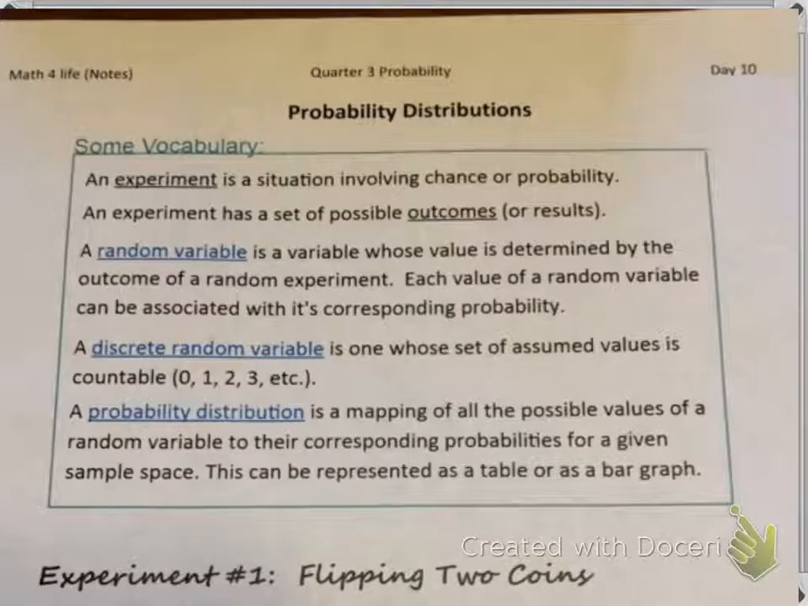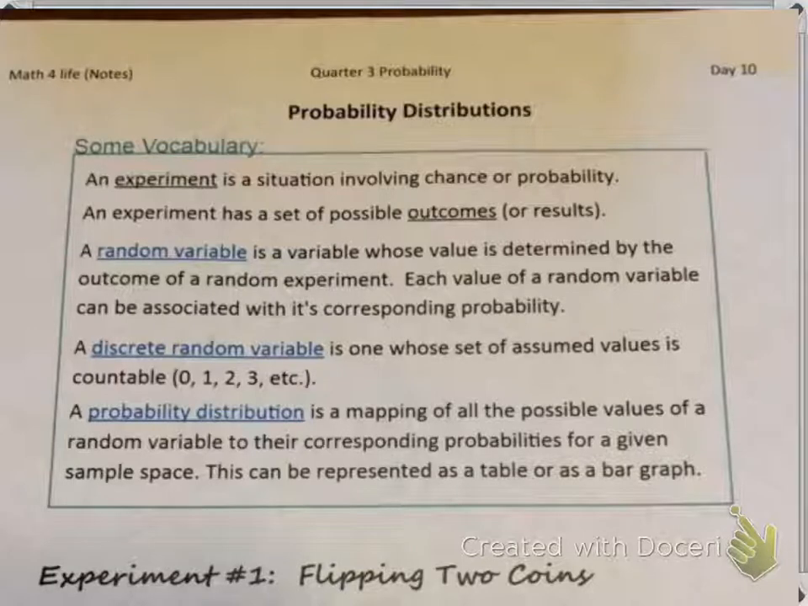An experiment has a set of possible outcomes or results. For instance, say we want to know the probability of getting heads or tails on a coin. The experiment would be the actual flipping of the coin, say 50 times or 100 times, to figure out what the probability is. So an experiment is the actual doing of something to find out the results or possible outcomes.